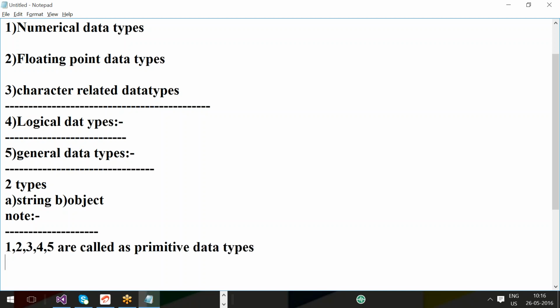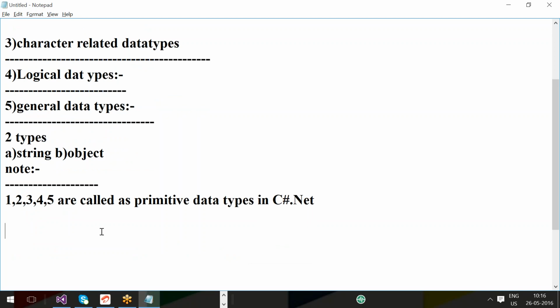Primitive means predefined. All these five categories, numerical, floating point, character related, logical, and general data types, are called primitive data types in C#.NET. Tomorrow in some interview, if people ask you to explain about primitive data types, you have to explain about these five categories.